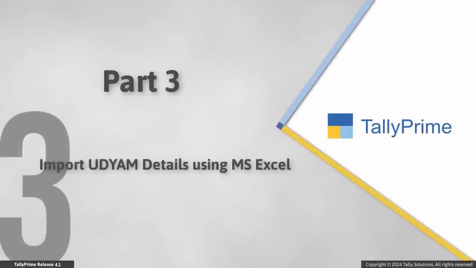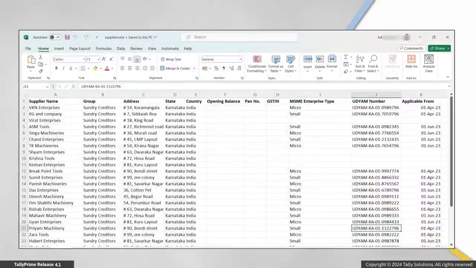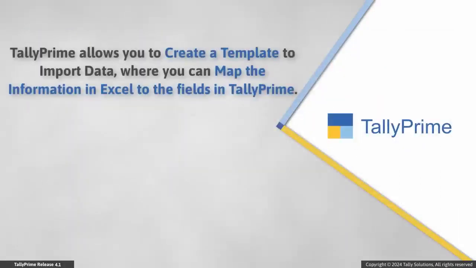In case you have a large number of suppliers and most of them are MSMEs, it would take a long time to update the UDYAM details for each party. But if you have the details saved in Excel, you can import the details to Tally Prime using the Excel import option. Tally Prime allows you to create a template to import data where you can map the information in Excel to the fields in Tally Prime.